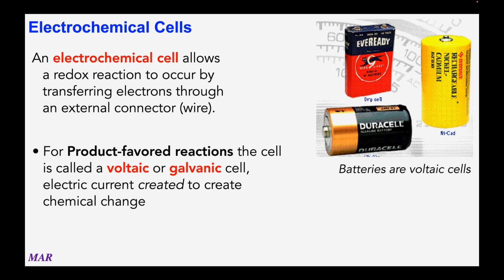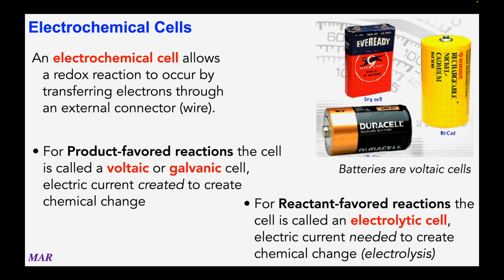Now, believe it or not, there are two types of electrochemical cells that are possible. And the one we're going to talk about the most is called either voltaic or galvanic. And those are just product-favored electrochemical cells. So you put them together, you put them in your remote control, and they work, all right? Voltaic and galvanic cells are product-favored, creating electrons. They are batteries that work, and that's what we're going to talk about a lot in this section.